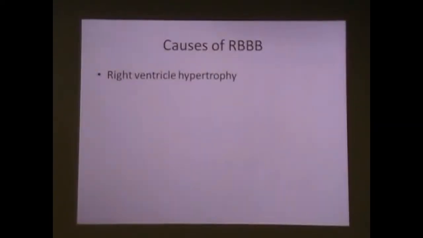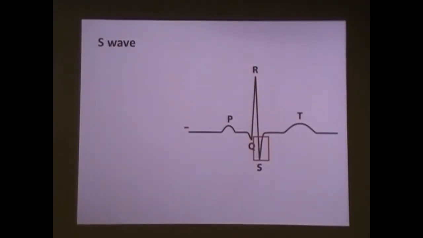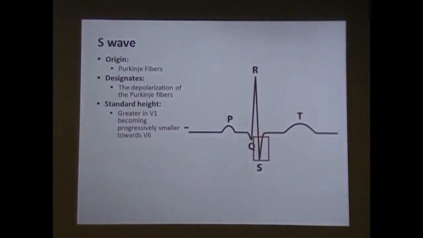Causes of a right bundle branch block, obviously right ventricular hypertrophy, pulmonary embolus, cardiomyopathy. Oh, there's one more. So the S wave originates in the Purkinje fibers. It represents the depolarization of the Purkinje fibers, and the standard height is greater in V1 and progressively becomes smaller as you go to V6 in the precordial leads.